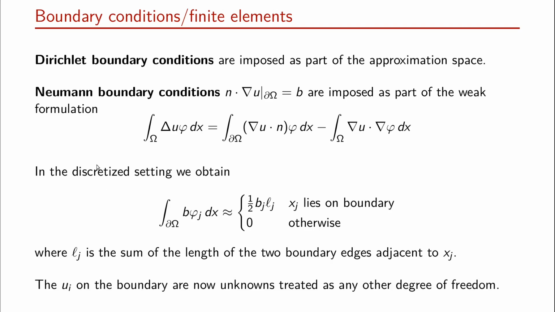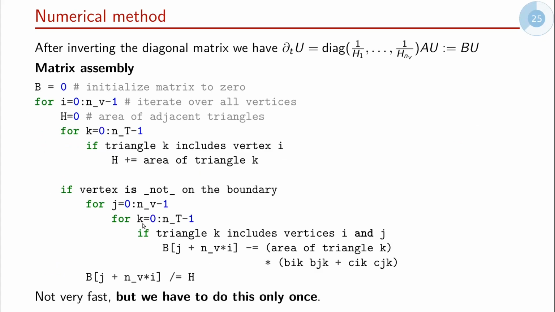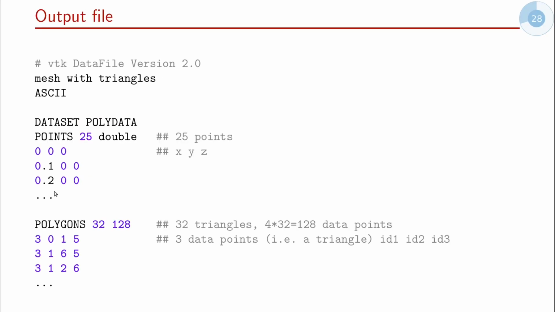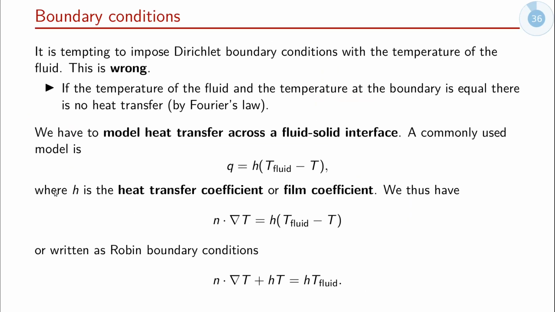So the only real change, and we can see this if we go back here to the pseudocode, is that here we have this if statement: if the vertex is not on the boundary, then we do this, and otherwise we don't do anything. Otherwise the row in the matrix is just 0 and nothing changes. But now we really have to remove this, because now the values at the boundary are advanced as part of the solution. So basically you have to remove this if statement from your code. All right.